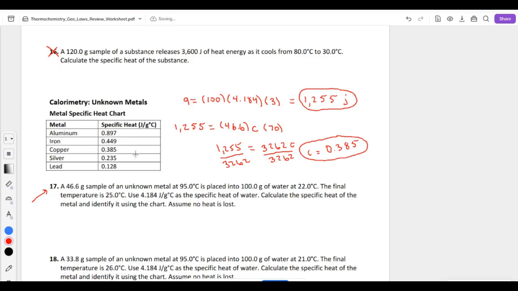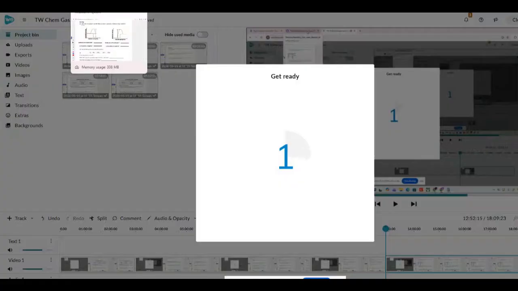So now we go over here. And here we go, right here. 0.385 matches up perfectly to the specific heat that we calculated. So the mystery metal, the hot metal put in the cooler water, is copper. All right, there's a calorimetry problem.